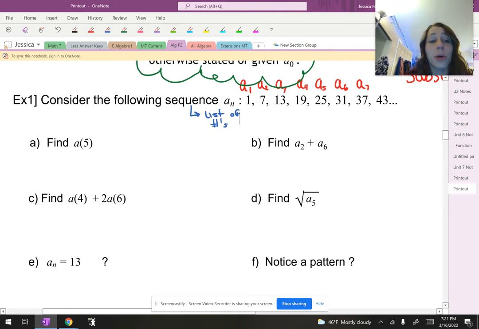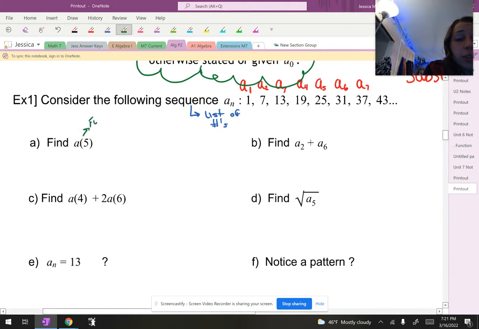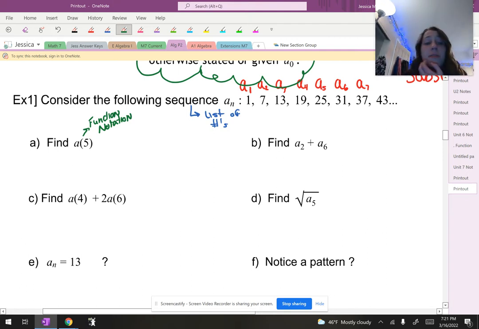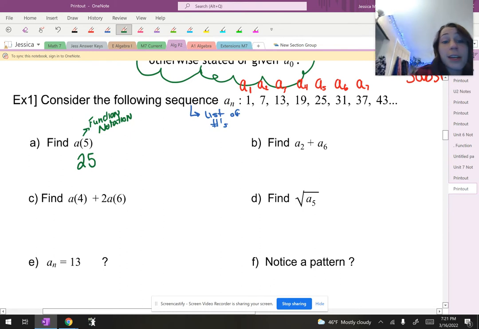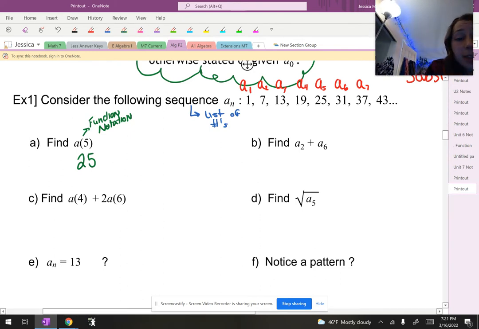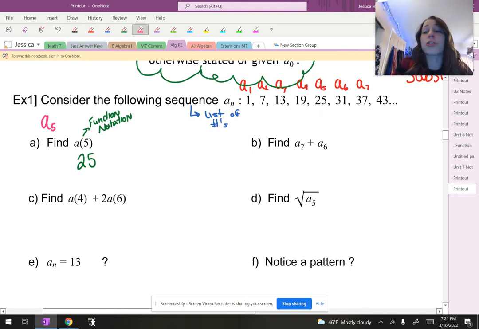So when number 1a here asks us to find function notation here, this is function notation, they're asking me to find a of 5, which is the fifth term. The fifth term would be 25. So a of 5 is 25. Now, they could have asked you that same thing by asking you a sub 5. Those two things are the same exact thing, just a different way to write them. Function notation versus the subscript notation. That's what's going on here.